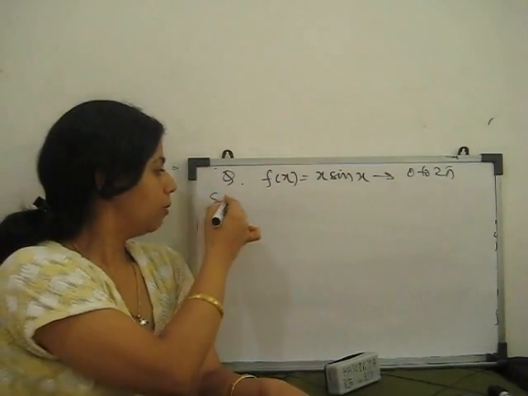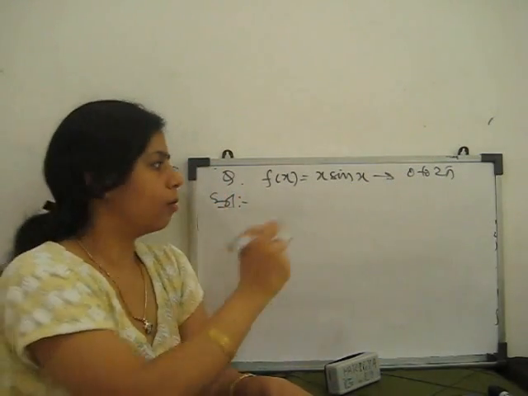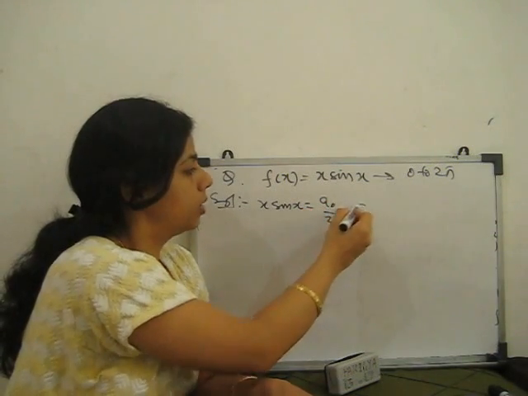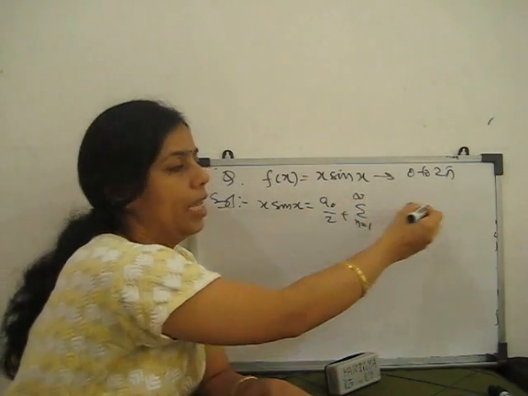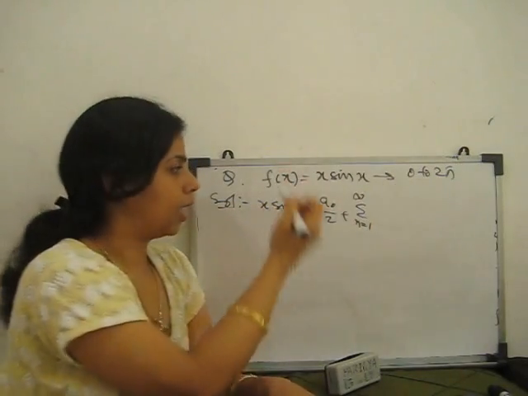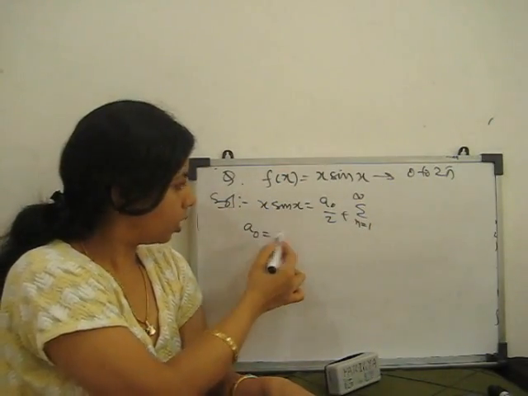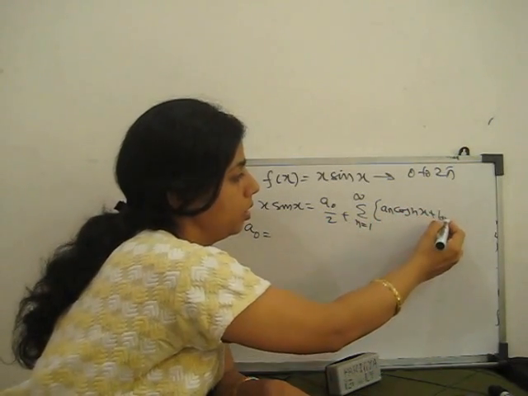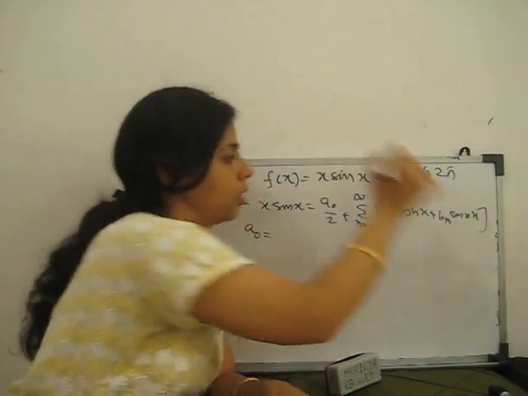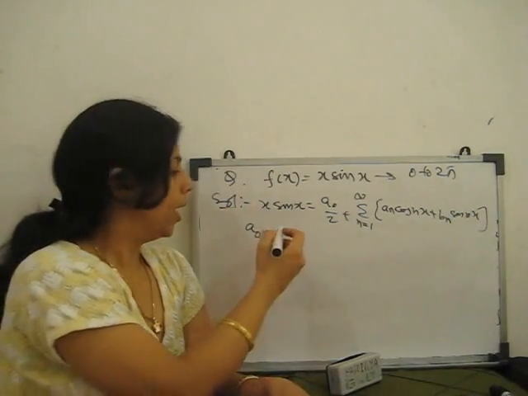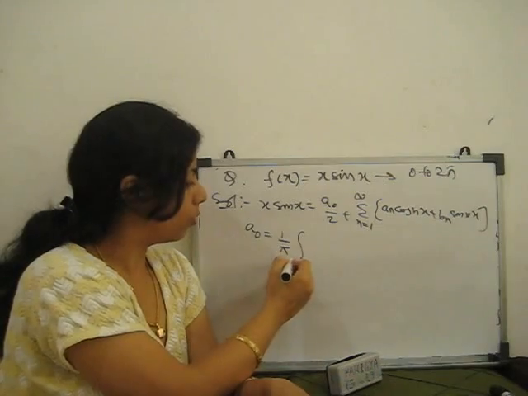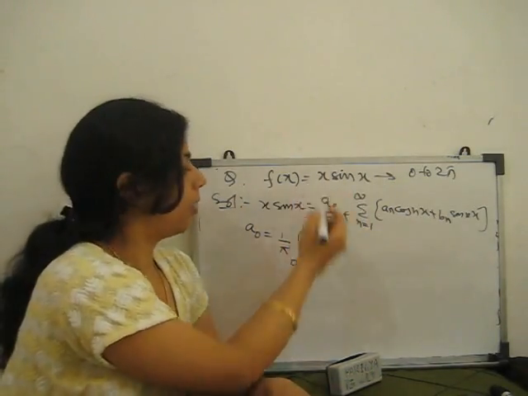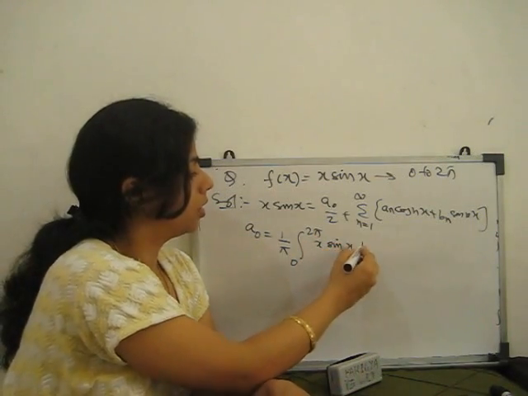Same first step, you have to write the formula of Fourier series. x sin x is equal to a0 by 2 plus summation n going from 1 to infinity an cos nx plus bn sin nx. Second, find a0. Next, find a0. a0 is 1 upon pi, limit going from 0 to 2 pi. Clear? 0 to 2 pi f(x) dx. f(x) is x sin x dx.